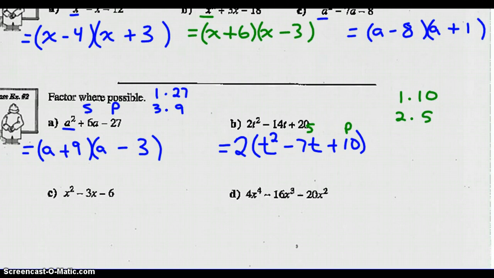So I want to finish factoring this polynomial then. I make my two sets of brackets, remembering to keep the common factor of 2 in front. The only way to get to t squared is to go t multiplied by t. And the two numbers that sum to negative 7 and multiply to 10 are 2 and 5, and these must both be negative. So there are our factors for part B.